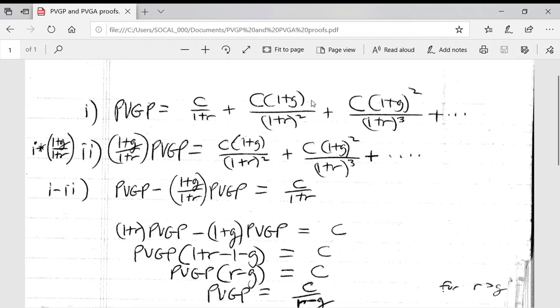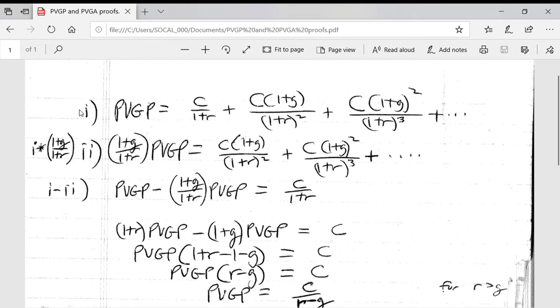Okay? So a growing perpetuity cash flow might have, at say, date 1 a cash flow of C, at date 2 a cash flow of C times (1 plus g), a cash flow at date 3 of C times (1 plus g) squared, and so on. Again, the numerator terms here are just the cash flows. Okay, so that's the cash flow stream. Now here I want to derive the application formula for the present value of a growing perpetuity.